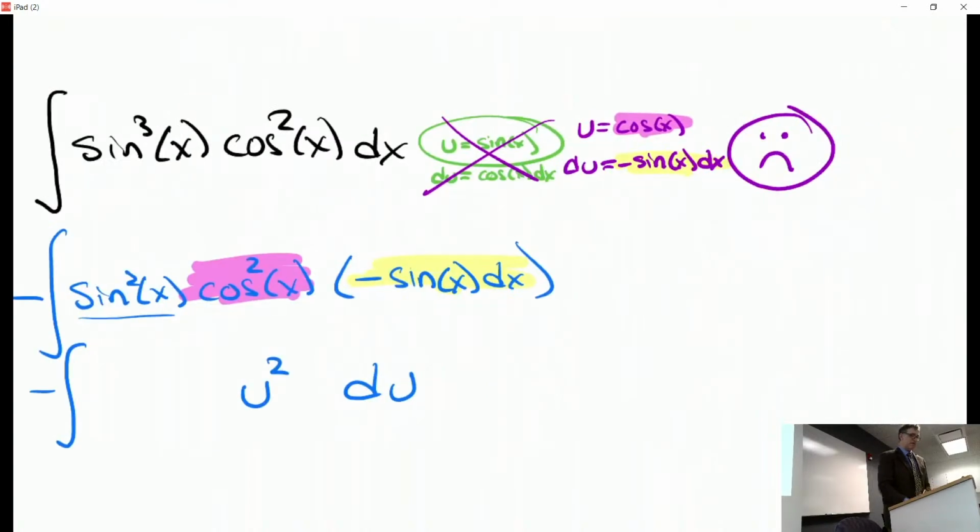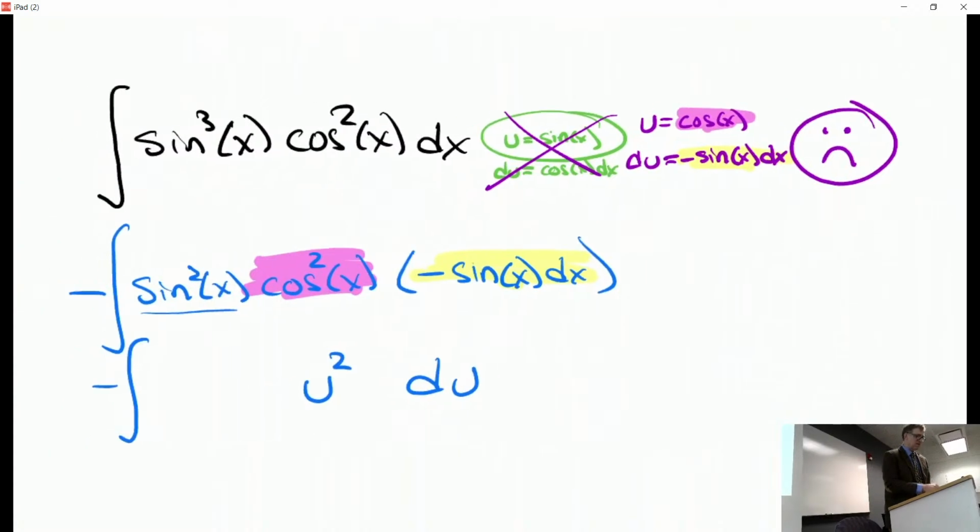I put the frowny face there, and I said, let's try something else. Isn't this basically the same as what I had there? Well, it is, but it really isn't. See, the difference is that this is sine squared. What I had was a cosine, just a stray cosine. But if I have a stray sine squared, I can do something with that.